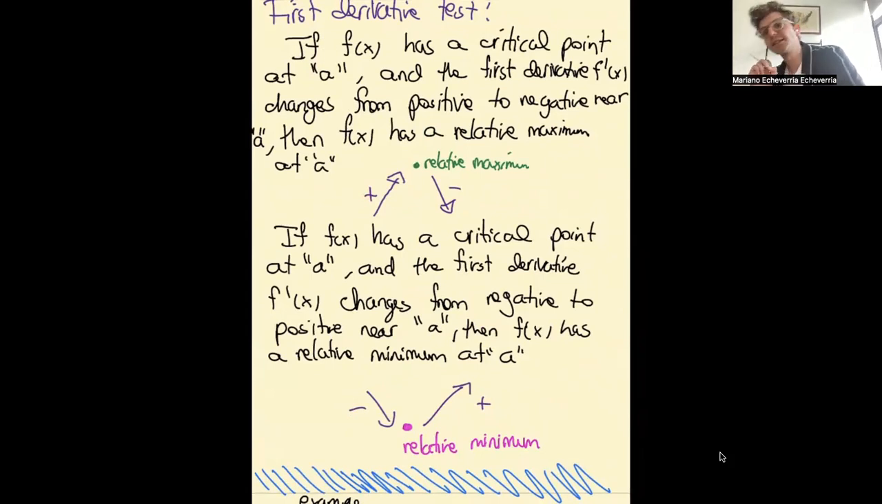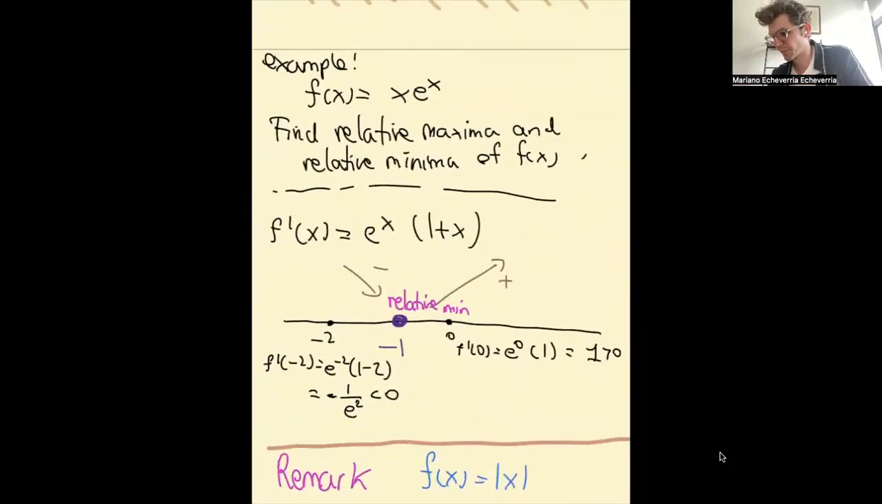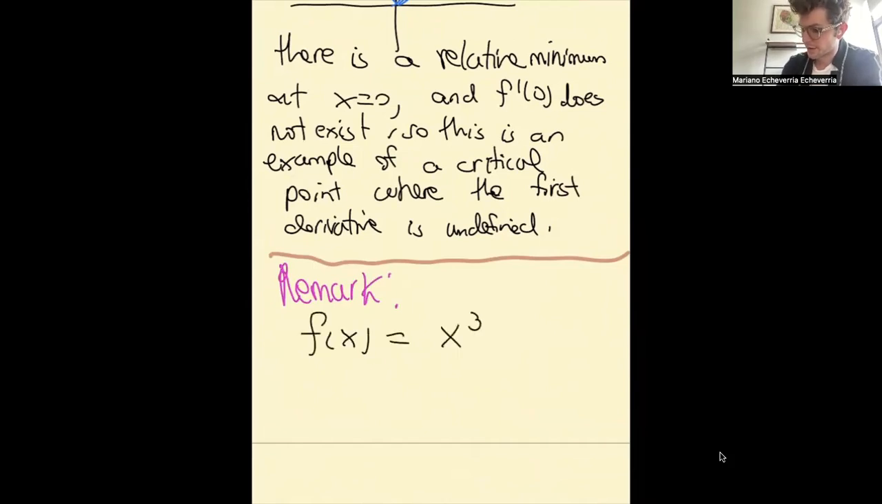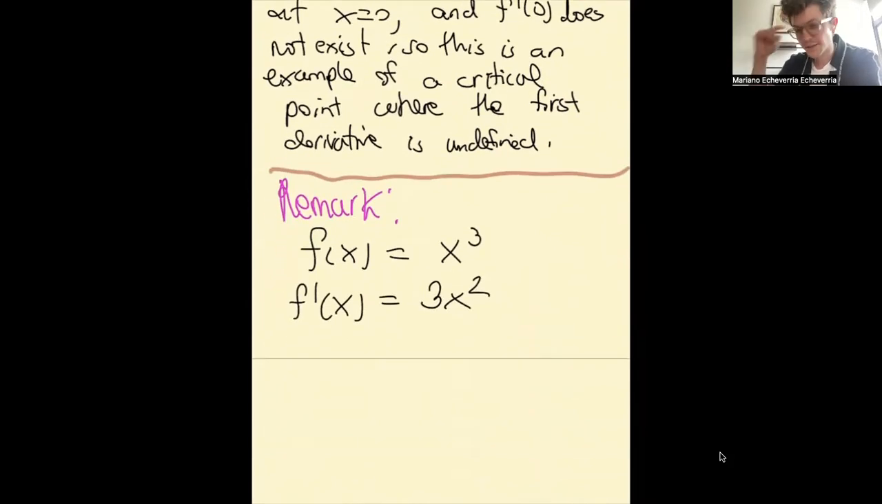So what happens in those cases? In those cases, there's no max nor min, right? So for example, here's another example. What about f of x equals x cubed, right? What is f prime of x? It's 3x squared, right? So x equals 0 is a critical point, right?